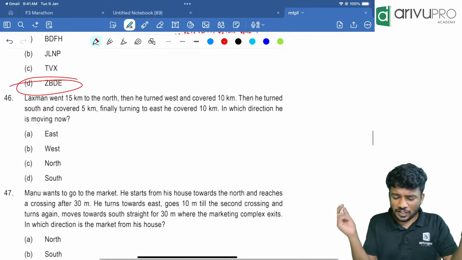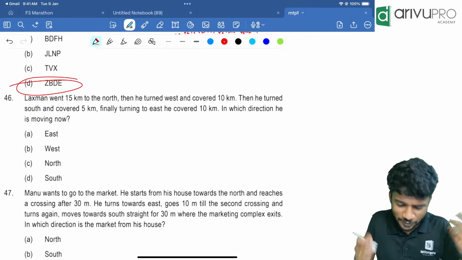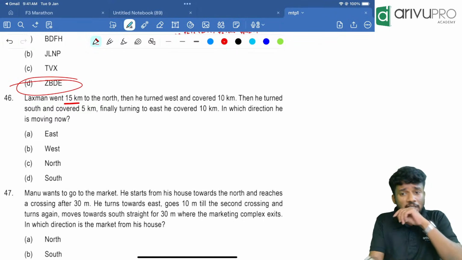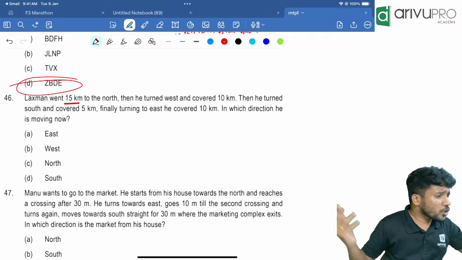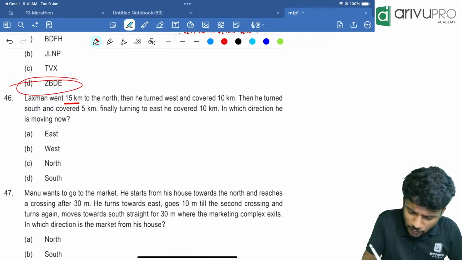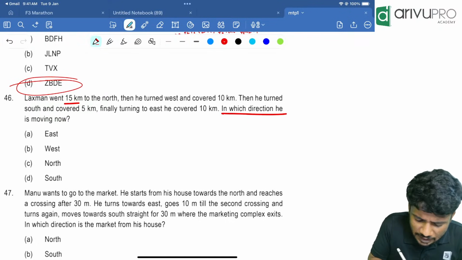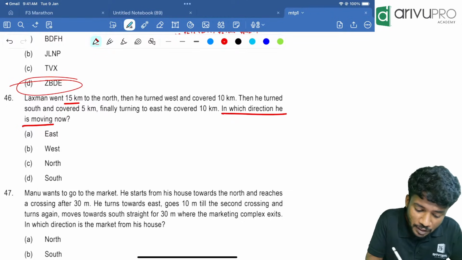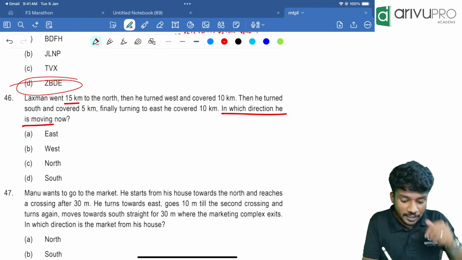Next one, we will use our shortcut. That is the easiest way to get the answer down. Now, Lakshman went 15 km. What did I tell you when I get a question from logical reasoning? Usually I should read from the last line. Look at the last line. In which direction is he moving now? That means in which direction he is moving finally is the question.